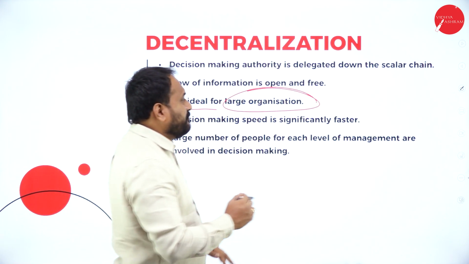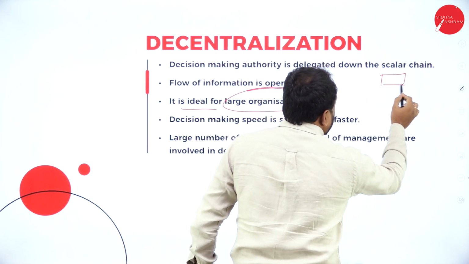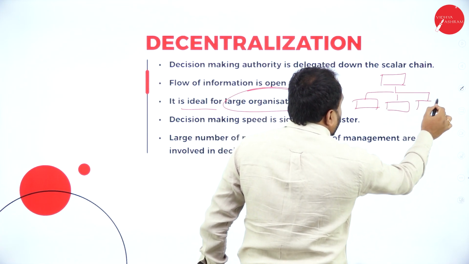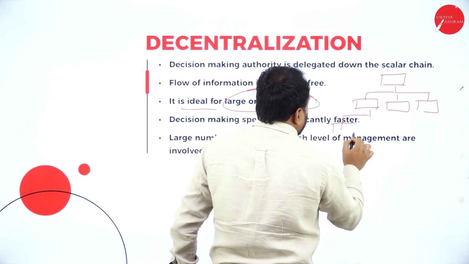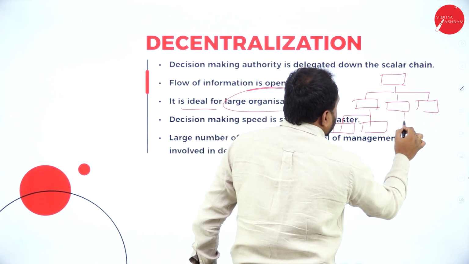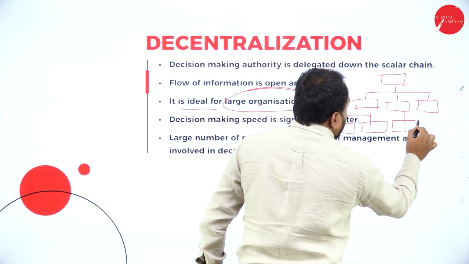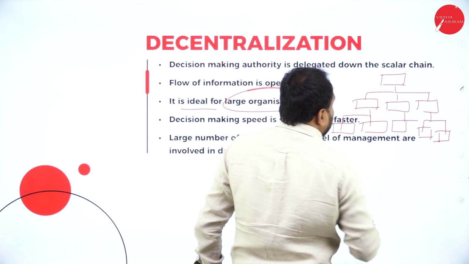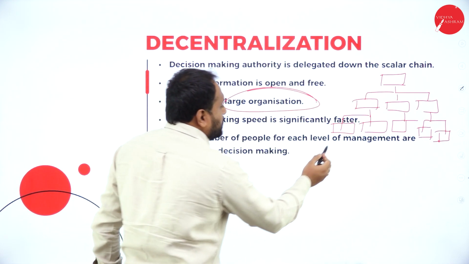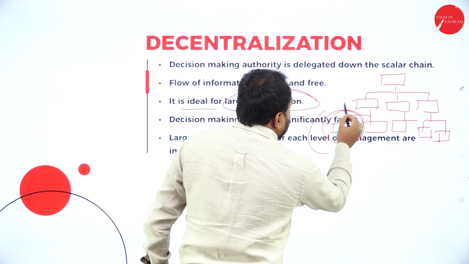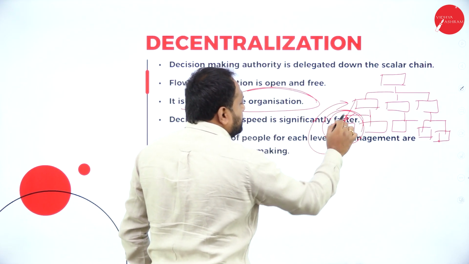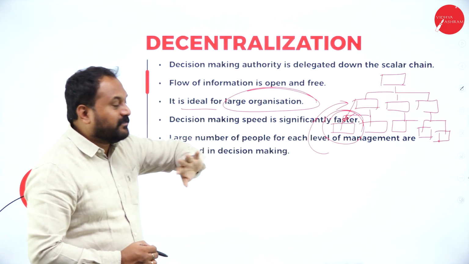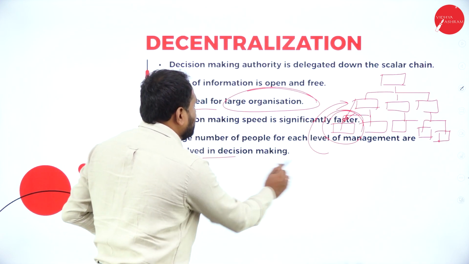Here, the same way as the formal structure we did, we have HR, we have marketing, we have production. Next we have one more. So these are called decentralized. If somebody wants to take a part here, he can report to him, that's it. He will give the directions, it's done. So in decentralization, a large number of people at each level of management are involved in decision making.